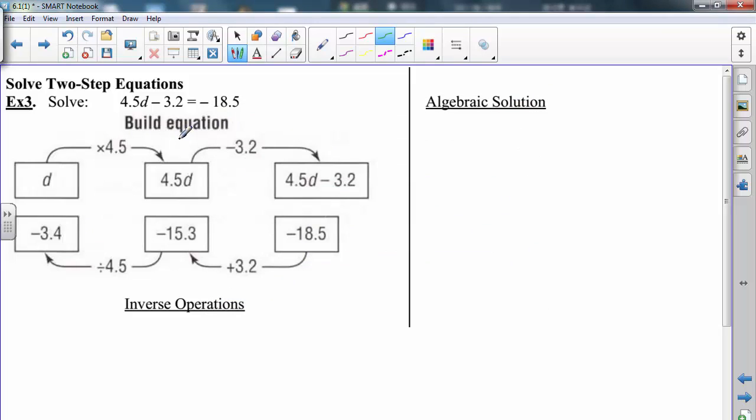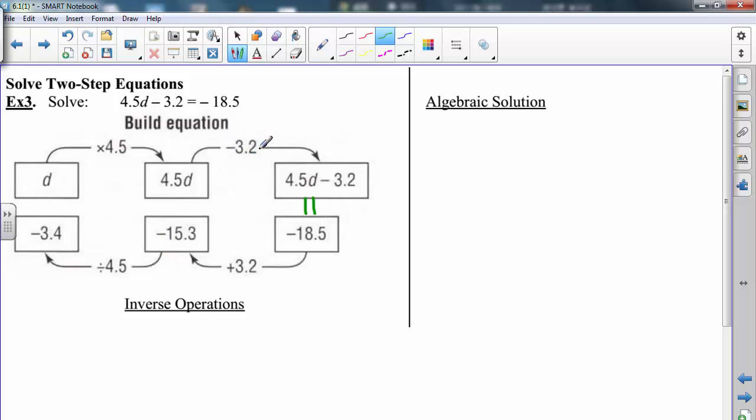Let's build the equation first. From the left side, we will follow BEDMAS to build the equation. The variable d is multiplied by 4.5 first. Multiplication goes first. Then we do subtraction. So the left side is 4.5 times d first, and then subtract 3.2. And this is the same as negative 18.5 on the right side. When we want to solve for d, we inverse the order as well as the operations.